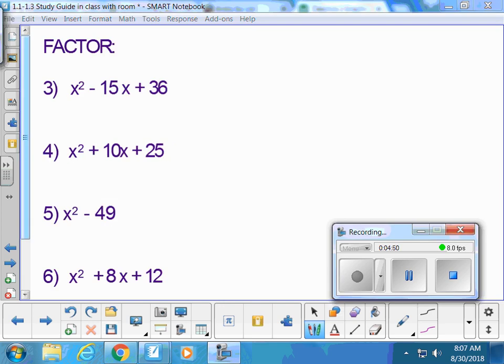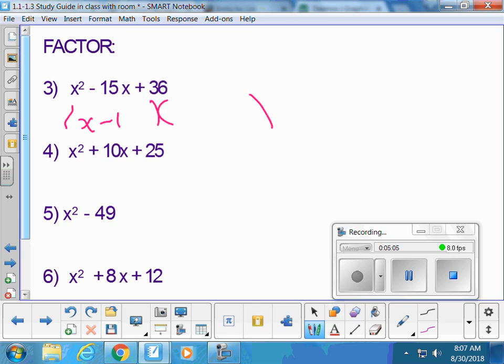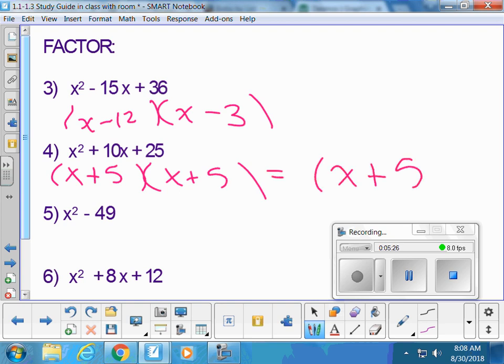So, just more the same, real similar to what you saw yesterday in our game. You're thinking of numbers that will multiply to 36, add up to -15. Did you come up with numbers that work, or is it prime? Yep. Perfect. So we're going with a negative 12 and a negative 3. What about number 4? Did anybody come up with our numbers that would multiply to 25, add up to 10? Yeah. Positive 5 and positive 5. So you can write like this.